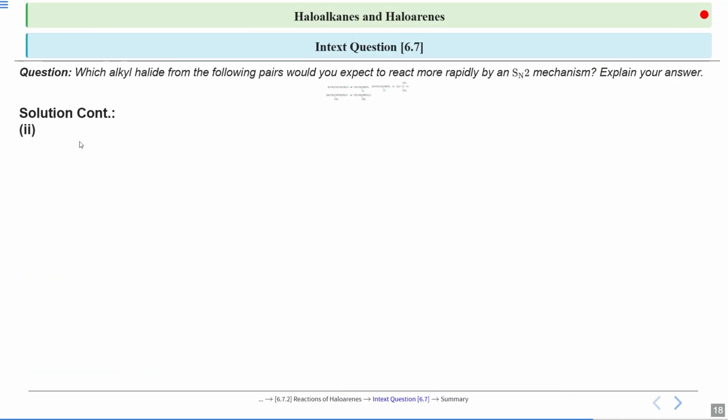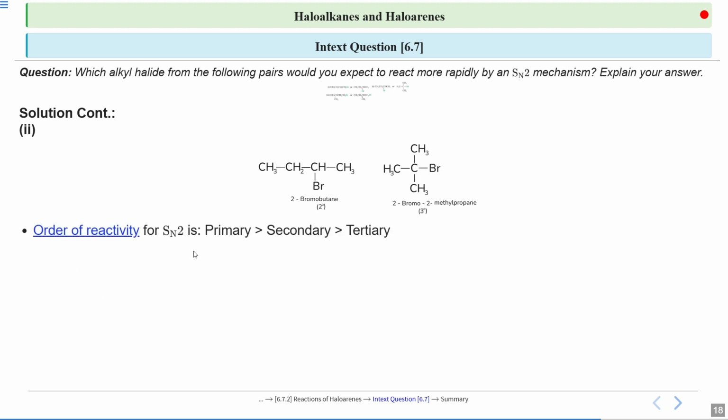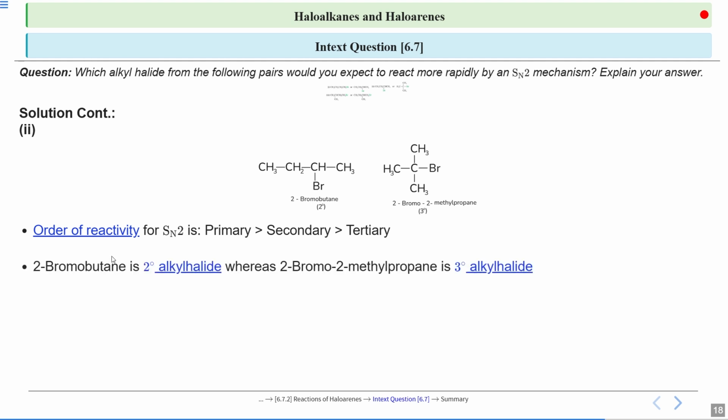Now, if you see the second pair, the first is 2-bromobutane and the second is 2-bromo-2-methylpropane. 2-bromobutane is secondary, as we have just seen, and 2-bromo-2-methylpropane is tertiary because the bromine, the halogen, is attached to the carbon which is attached to three other carbons. And you know that the reactivity order of SN2 is highest for primary, then secondary, and least for tertiary alkyl halides, right?